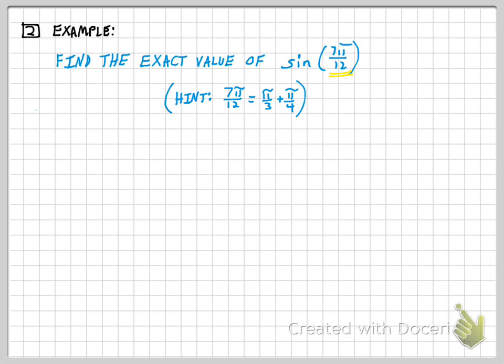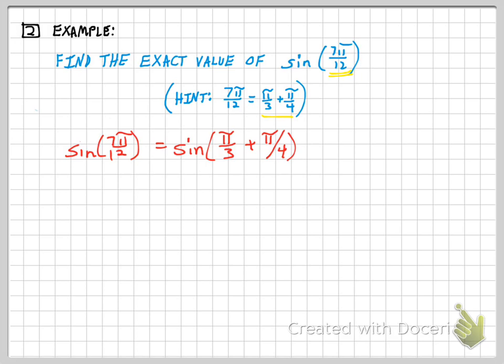There's a big hint here, and that is that 7 pi over 12 can be thought of as a sum. And so we're going to take advantage of that and think about the sine of 7 pi over 12 simply being the sine of a sum of two angles that we're much more familiar with and can use.